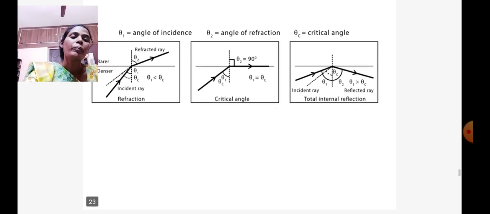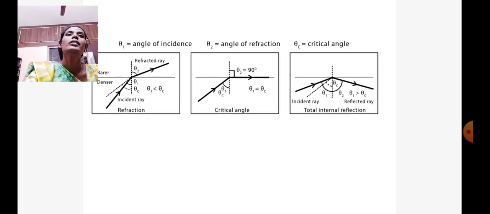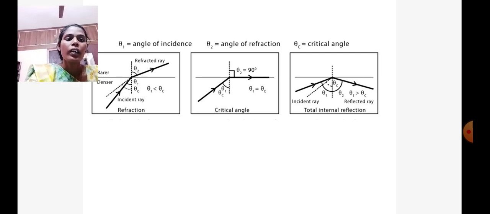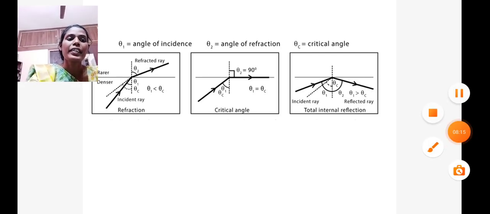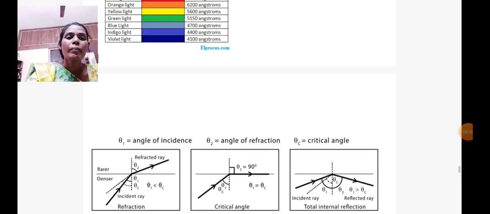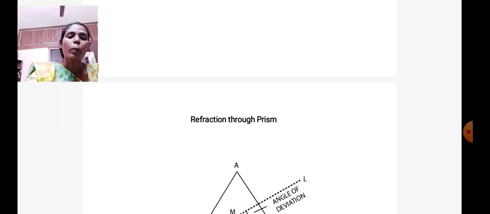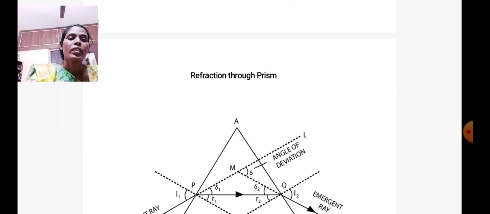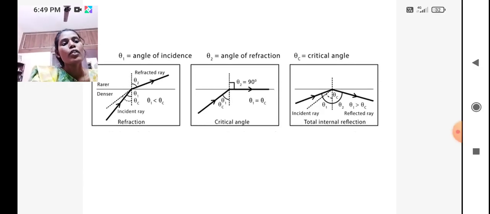So far we have discussed three important rules regarding electricity and magnetism, and five different phenomena regarding geometrical optics. All these are important 2 mark questions, so please take note of them and study well. The next important topic is refraction through a prism. I think we can discuss the next slide later. Thank you so much.